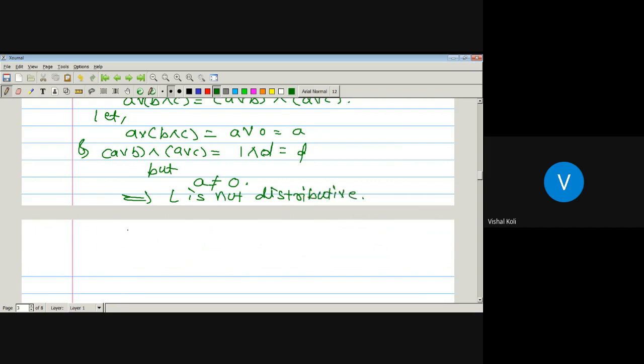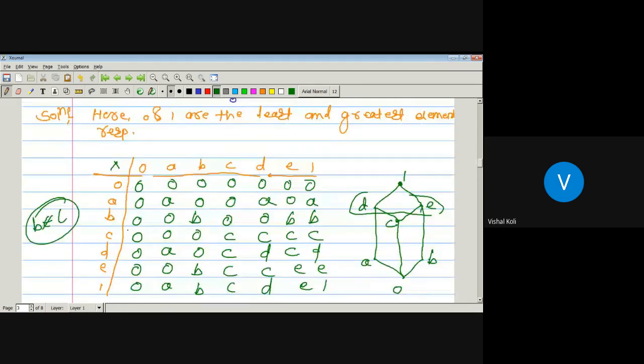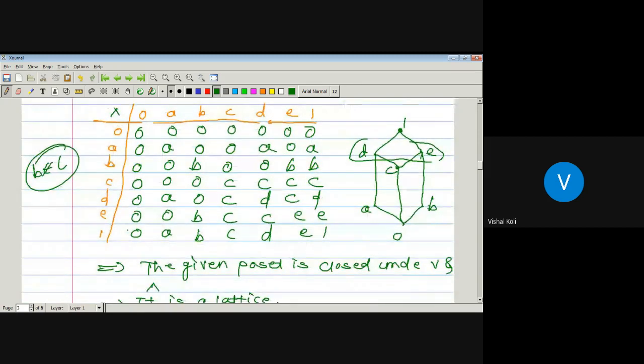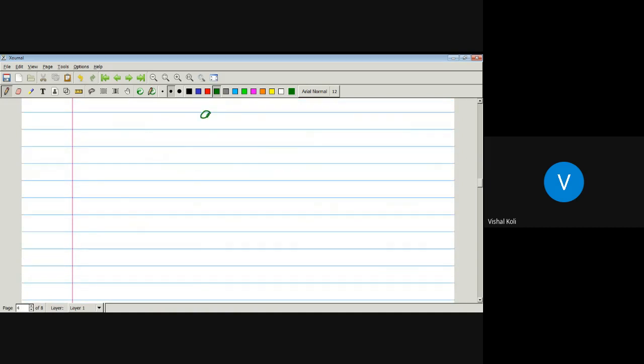Now we have to check the second part, that is, whether it is complemented or not. If it is complemented, then it has a greatest element, a least element, and each element in that lattice has a complement. It means if we take any element A belonging to L, then there exists an element B belonging to L such that A join B is equal to 1 and A meet B is equal to 0, which is true for all A, B belonging to L. Then only we say that the corresponding lattice is a complemented lattice.